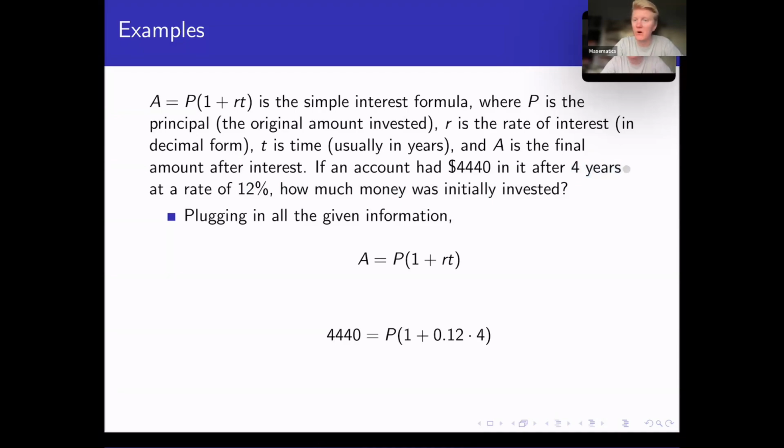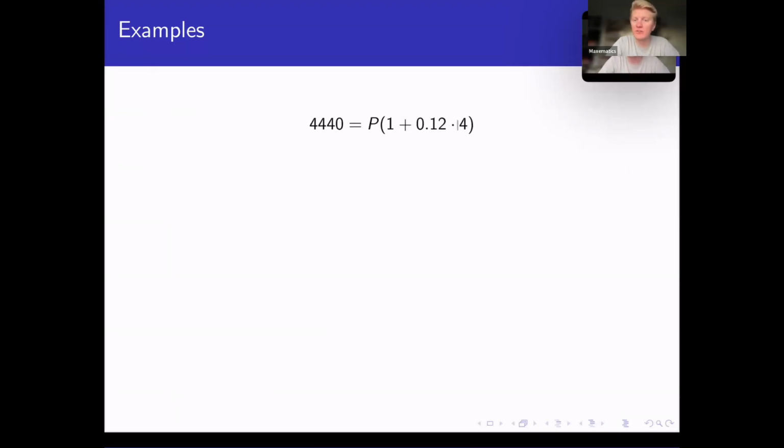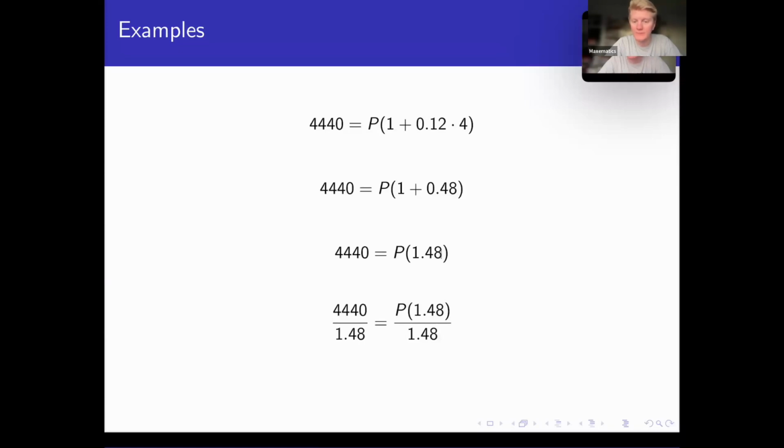Okay, well, all we need to do is solve for P. 0.12 times 4 is 0.48. 1 plus 0.48 is 1.48. And now we can just divide both sides by 1.48 because this is P times 1.48. 1.48 cancels out. 4440 divided by 1.48 is $3,000. So if you start with $3,000 in an account that pays 12% interest for 4 years, then your total amount at the end would be 4,440. Lots of fours going on here.